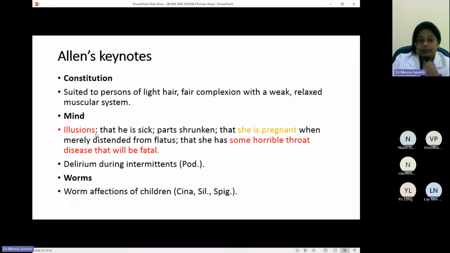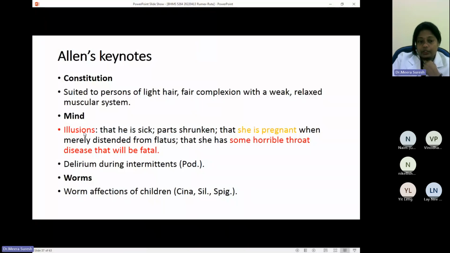Following Allen's keynotes, the constitution: the person will be having light hair, fair complexion with a weak, relaxed muscular system. Not so characteristic, but we get to know that it is more indicated in fair complexion persons who are having a weak, relaxed circulation or muscular system. Not a robust constitution, not a well-built or a dark or a brunette, but blonde type of persons with a relaxed musculature.